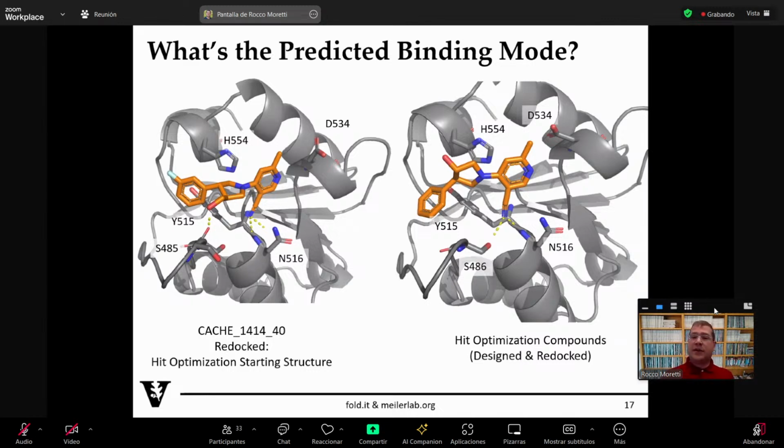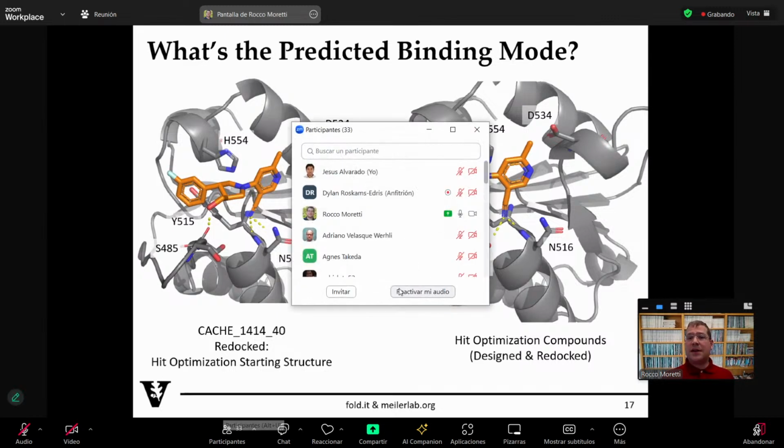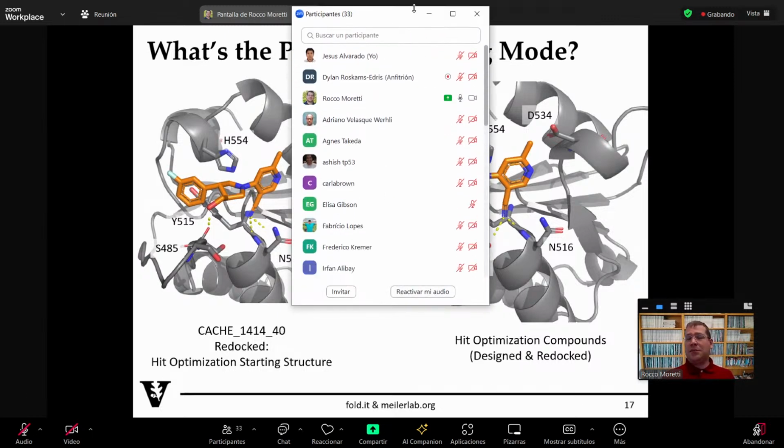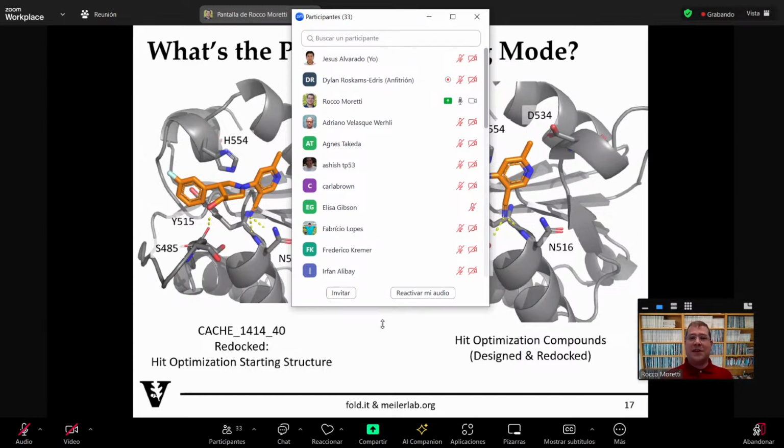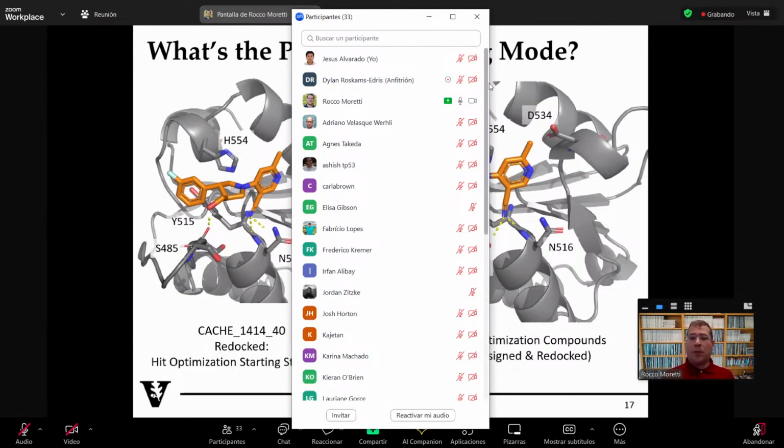Again, the aromatic nitrile is hydrogen bonding to asparagine 516, but in this case, it's shifted a little bit more to pick up a nominal hydrogen bonding contact to serine 486 as well. And that hydroxyl that previously was sort of more in is now pointing off into solvent. Again, all of these are predicted binding modes from either Rosetta docking or from the Fold-it players. Whether these actually represent the binding modes of these compounds in reality is still an open question.